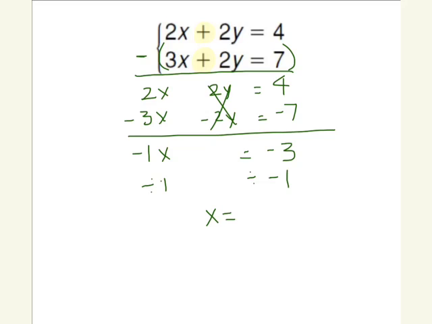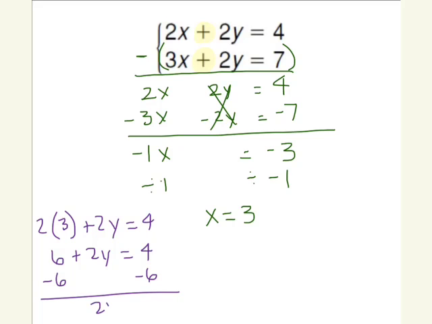And x is 3. Now once I've found x, I can go back and find y. I'm going to plug it in, just like I've done in the last two, into the top equation. So I'm going to go 2 times 3 plus 2y equals 4. 6 plus 2y equals 4. Subtract 6, subtract 6. 2y equals negative 2. Y must be negative 1. If I divide, I write my solution, 3, comma, negative 1.